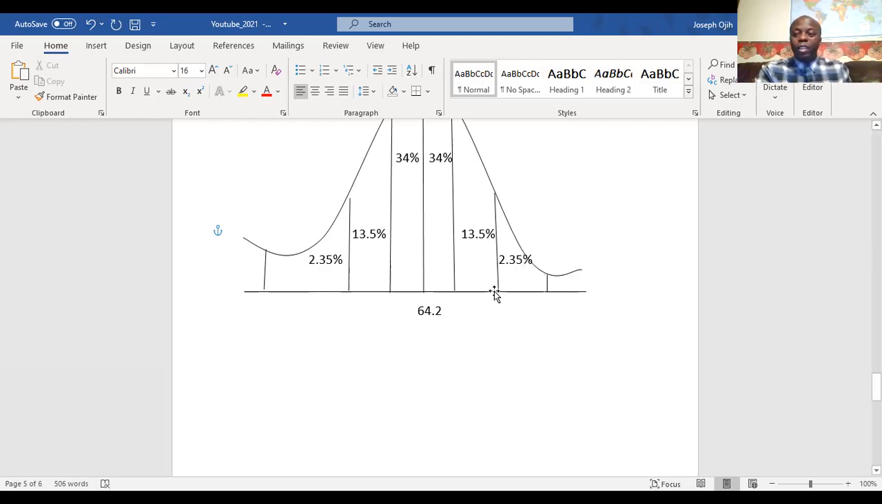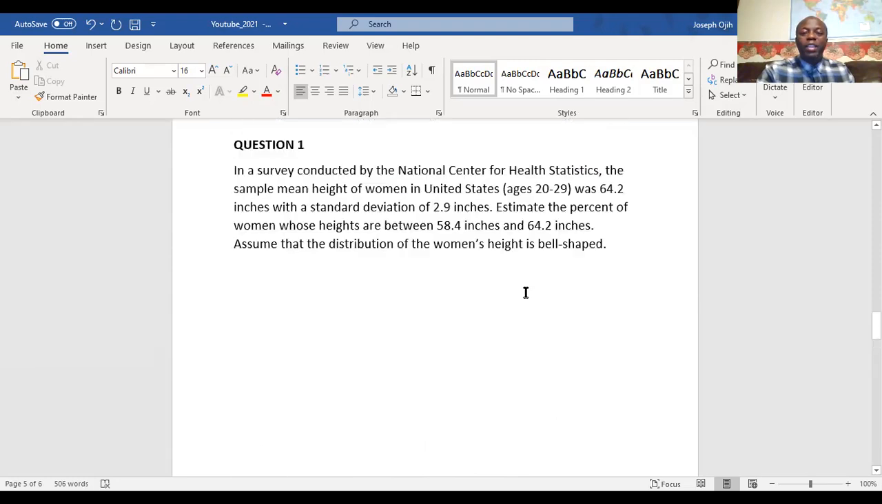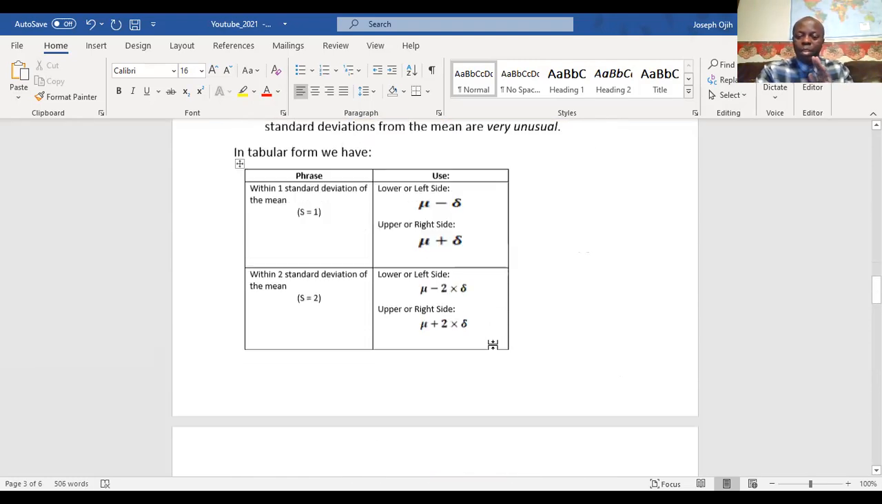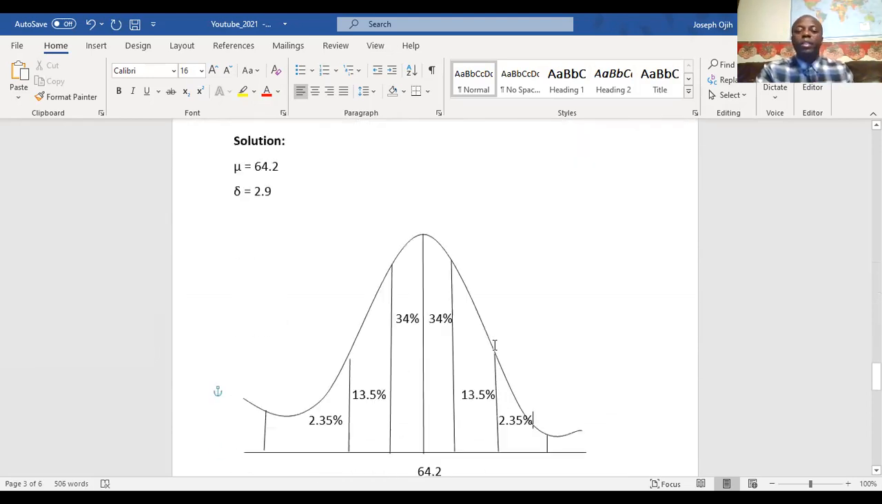Note that in a normal drawing, this side will be equal to this side. It's just my drawing. I'm not too good at drawing with computer. So this side and this side are the same, just like you have it in this chart here, they have to be the same on both sides. But I believe that this is explanatory enough.